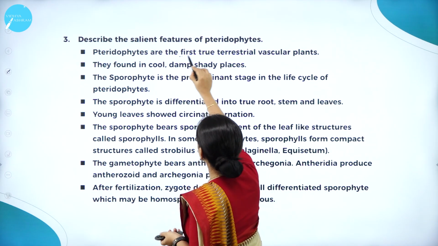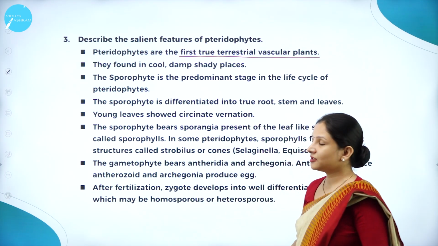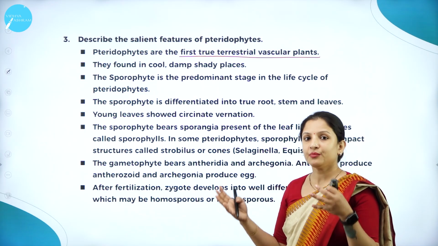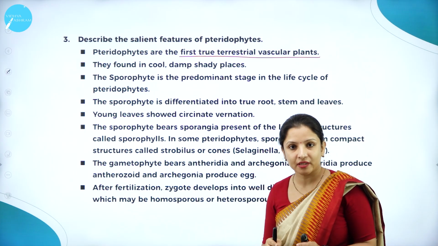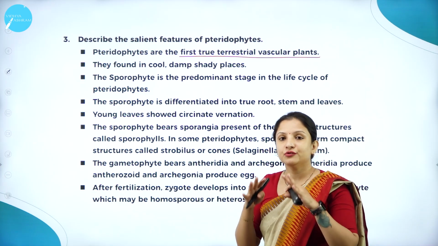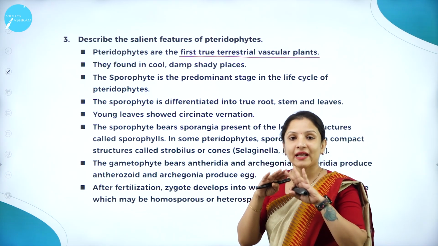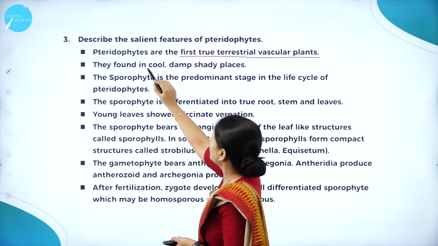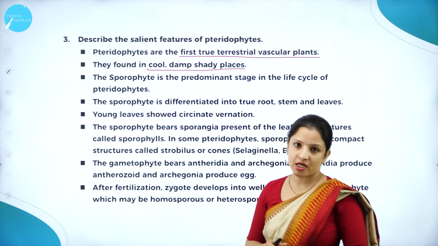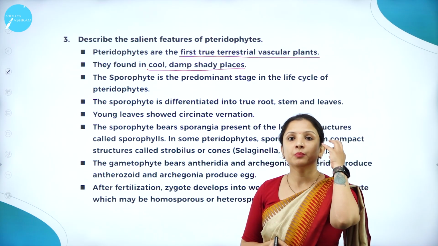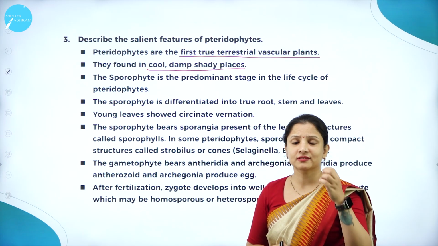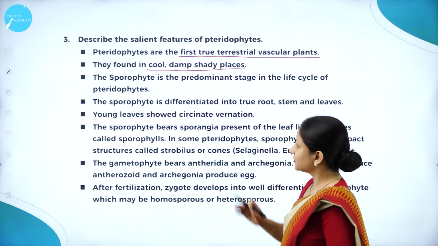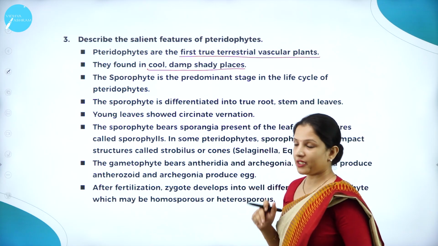So, they are the first true terrestrial vascular plants. And unlike all the plants under the plant kingdom, pteridophytes are peculiar in their habitat because you don't find them growing anywhere other than places that are cool, damp and shady. That is why you find them in the Western Ghats, the Amazon rainforest and all. You find them quite a lot because they prefer cool, damp, shady places.